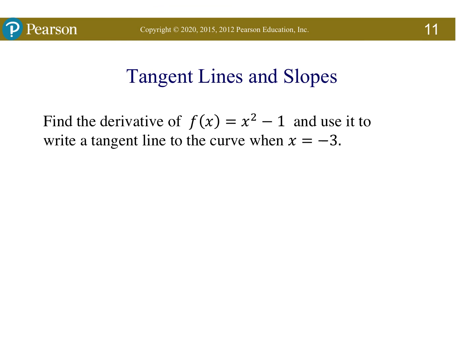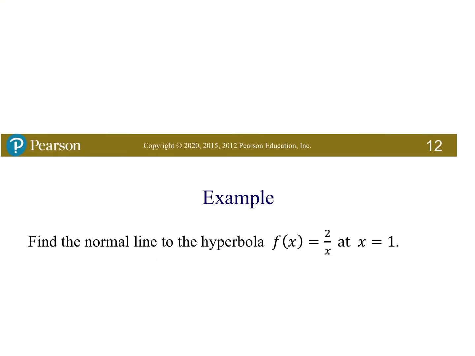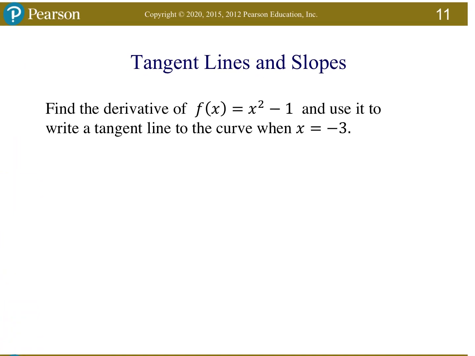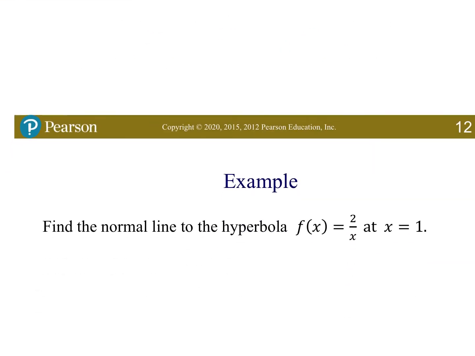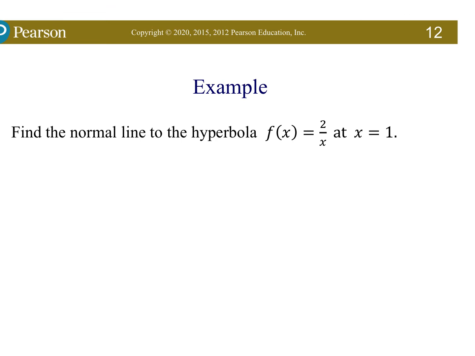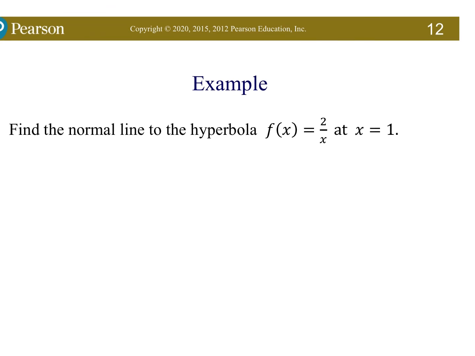All right. Find the derivative and use it to write a tangent line. Which method would you use for this? Newton. Newton would be an elegant method to use because it's a parabola. Now we've done enough Newton. I think we're okay. Let's move on. I would like to do a hyperbola with you instead.